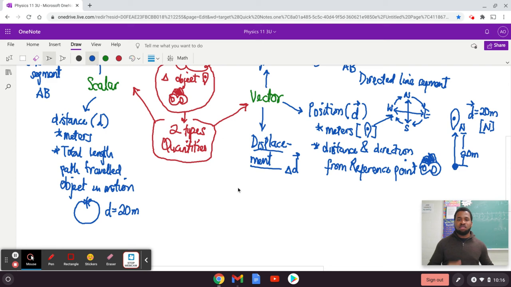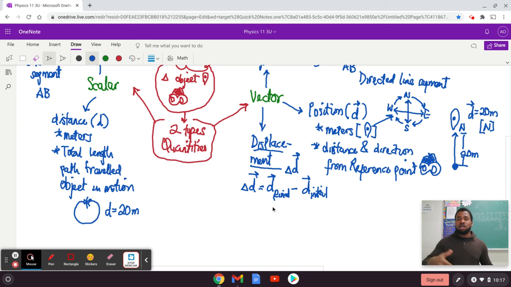So take note that this can be determined with this particular formula, where the change in the position, which is represented as change in d with the arrow, is equal to the final position minus the initial position of your specific object. And so this is when you're looking at just one motion.